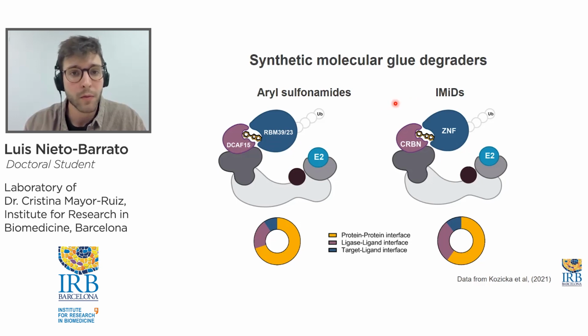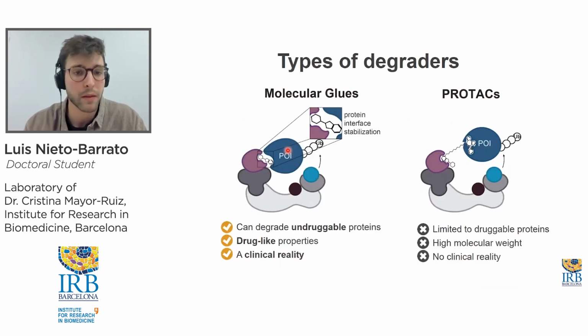The main difference between the two falls into the affinity of the degrader for the E3 ligase. For example, IMIDs have a high affinity for cereblon, and this doesn't happen with arylsulfonamides, but they compensate for it with a large protein-protein interface between DCAF15 and RBM39 or RBM23. So we have learned that molecular glue degraders can degrade undruggable proteins. They are smaller compounds, linkerless, that have drug-like properties, and they are a clinical reality.